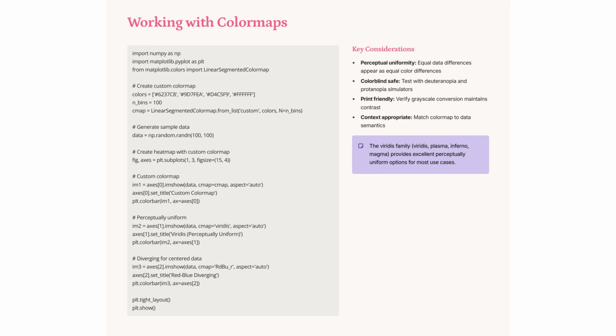Creating effective visualizations involves choosing the right color map. Custom color maps, like a blend of purples to white, offer unique aesthetics. Perceptually uniform options like Viridis ensure consistent data interpretation. Diverging color maps, such as red-blue, highlight central data deviations. Always consider perceptual uniformity, colorblind safety, and print friendliness to enhance data communication.